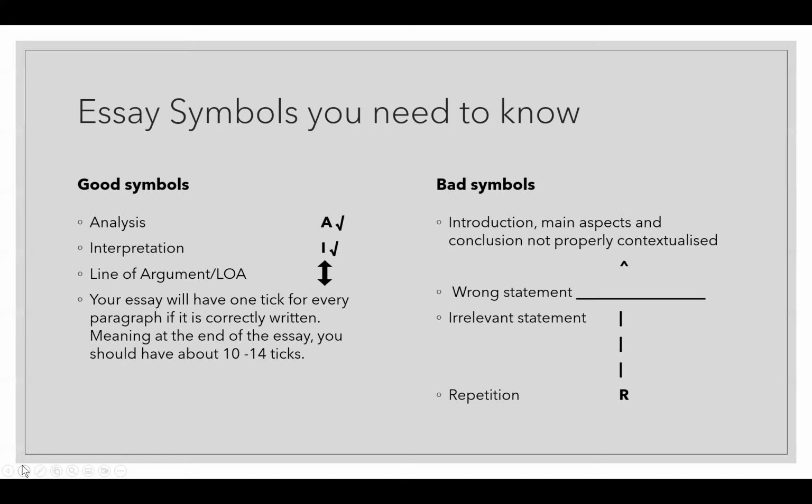Then we've got the line of argument, or the LOA. If your teacher is like me, they'll do the arrow that looks like this to show that you have a line of argument. If they are not like me, they'll probably just write LOA. This basically means that your essay has a flow, right? And then your essay should have about 1 tick for every paragraph if it is correctly written. So if your paragraph answers everything that is required of it, a tick. At the end of this essay, you should have about 10 to 14 ticks, depending how many paragraphs you have.